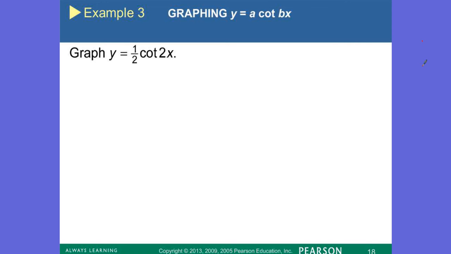Welcome to trigonometry, that one class with the shapes and stuff. That's a good effort. Good effort. All right. Anyway, so we're finishing tangent and cotangent.